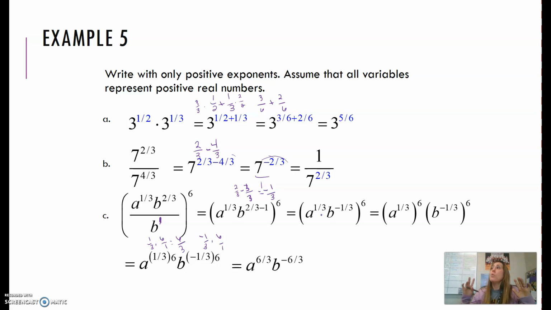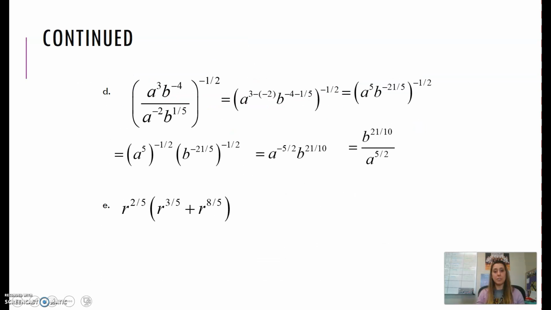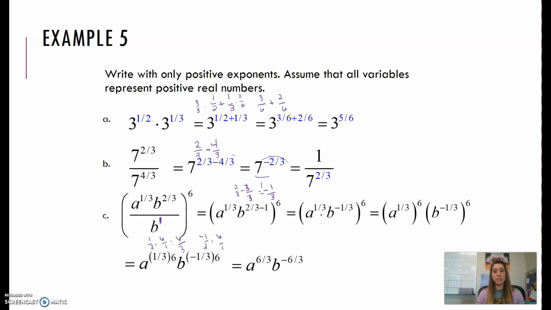Now we have one step we have to do before I can mess with that negative, and that is we want to simplify our fractions. So this can be simplified. 6 divided by 3 can be simplified to 2. And negative 6 divided by 3 can be simplified to negative 2. So now we end up with a squared times b to the negative 2.